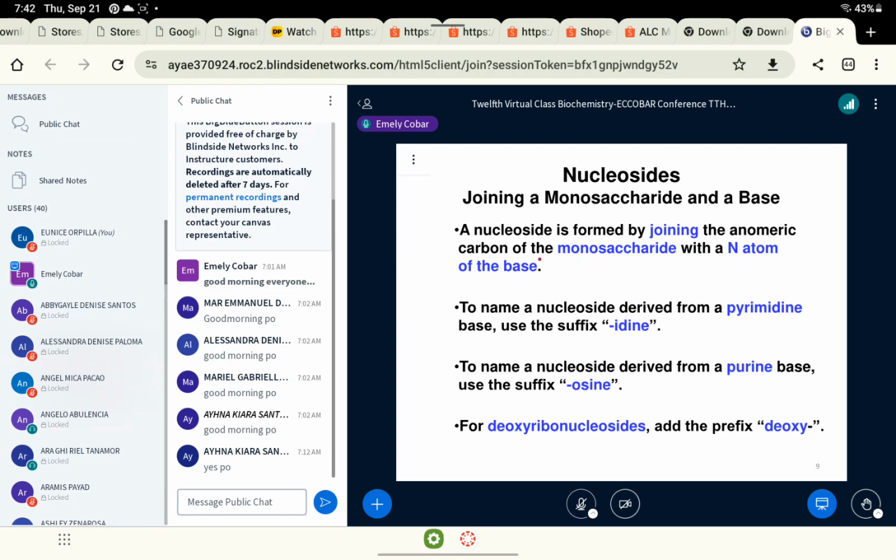Okay, so it says here, a nucleoside is formed by joining the anomeric carbon of the monosaccharide, which is carbon number 2, with a nitrogen atom of the base. Na ipakita ko sa inyo kanina kung alin yon. To name a nucleoside derived from pyrimidine base, use the suffix idine. Okay, tanda, pyrimidine, idine. Now, to name a nucleoside derived from purine base, use the suffix osine. And for deoxyribonucleoside, meaning to say nasa DNA makikita, we add the prefix deoxy. Okay, so may mga examples na tayo kanina, no?